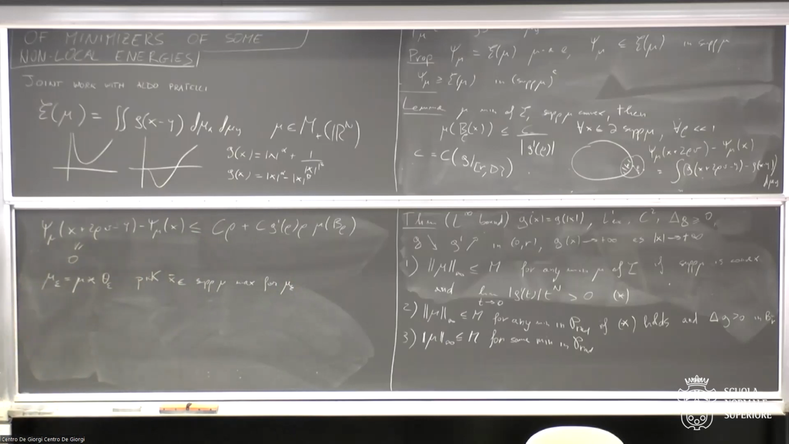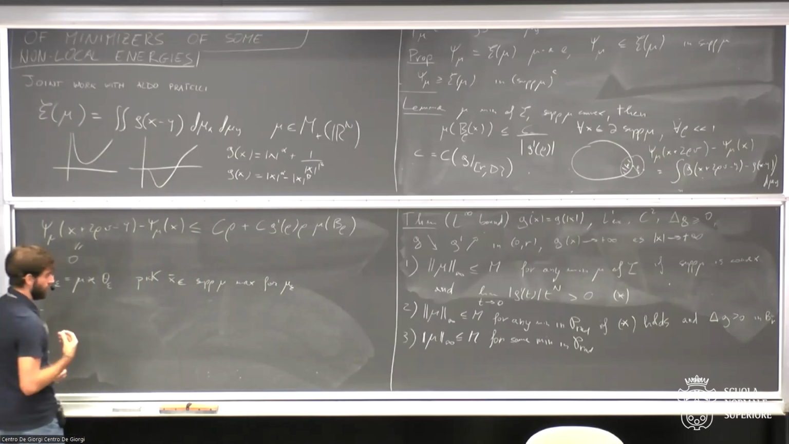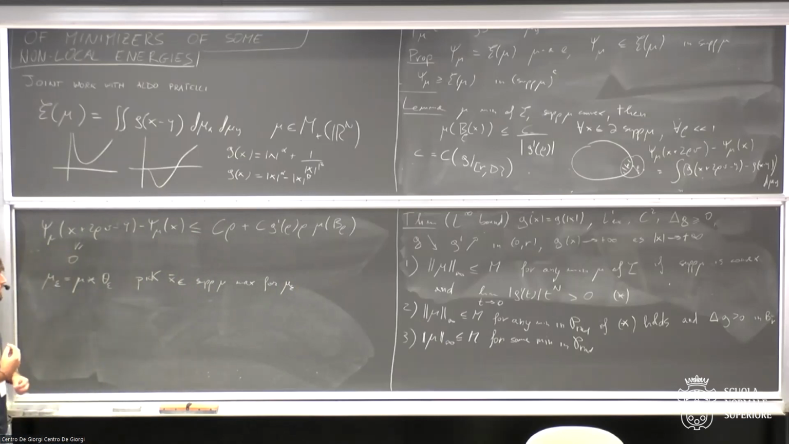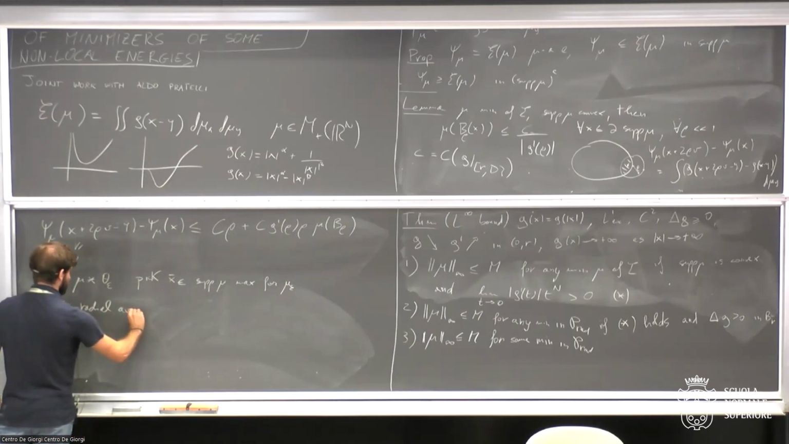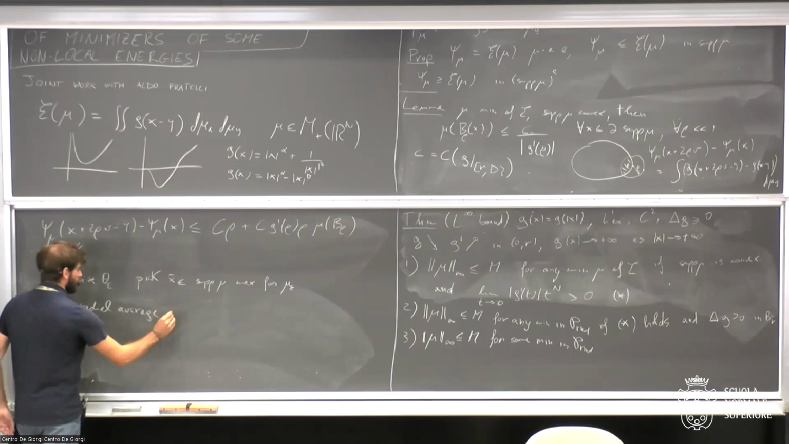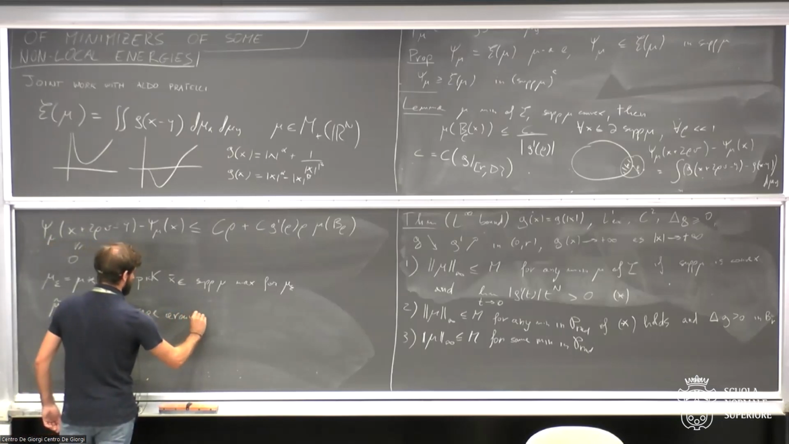Okay, and you rotate. You take your mu epsilon. You rotate around x bar, and you take the average of these rotations. So you end up with a new measure that has constant potential in a neighborhood of this x bar, and we end up with a mu tilde that is the radial average around x bar.